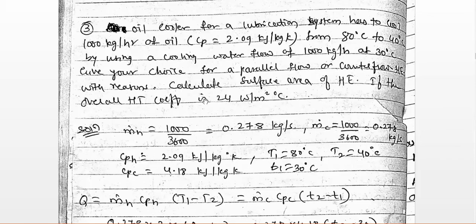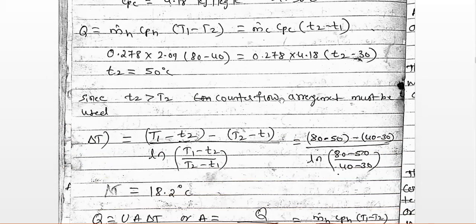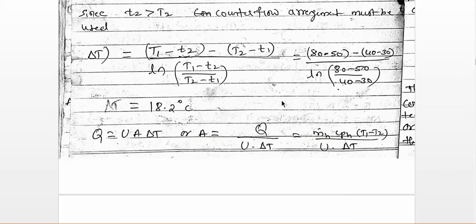So next, what is to be calculated? Calculate the surface area. So we need to calculate the surface area here, and the overall heat transfer coefficient is given, that is 24 watt per meter square degree Celsius. Now we will consider this as a counterflow heat exchanger, and we will calculate the surface area of the heat exchanger. First we need to calculate delta T, that is LMTD, for the counterflow heat exchanger.